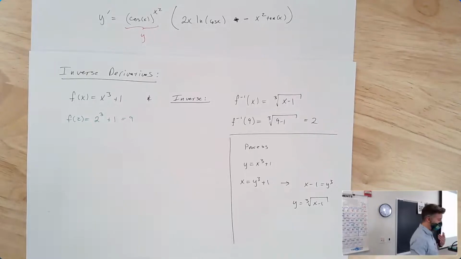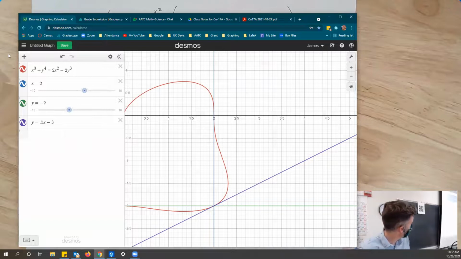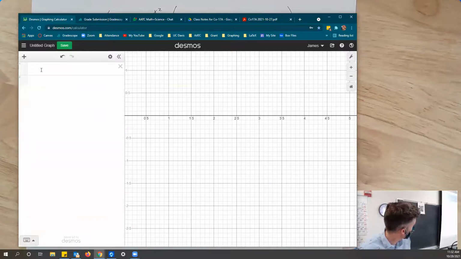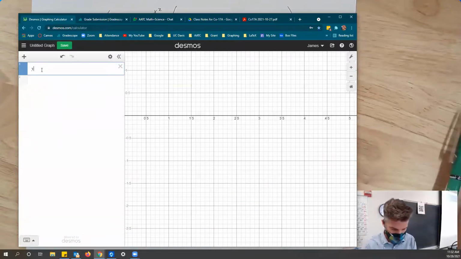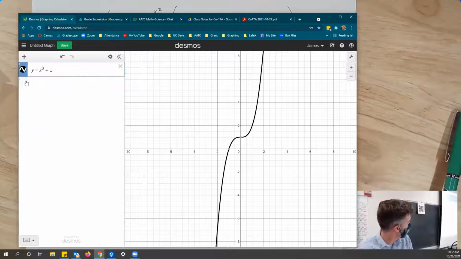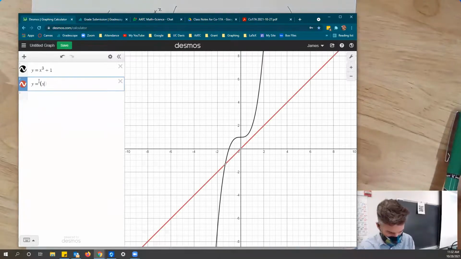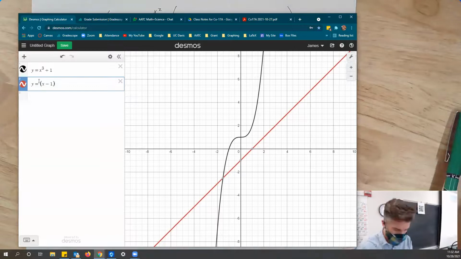So here's what I actually care about you seeing, though. And I think this is a good time for Desmos. I always think it's a good time for Desmos. So let's graph these things. Let's close these. So here we've got y equal to x cubed plus 1. And maybe we recenter things, please. Yes, thank you. And here we've got y equal to the cube root. I'll just do that: x minus 1 to the 1/3 power.